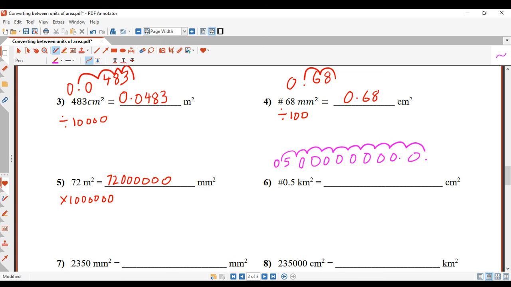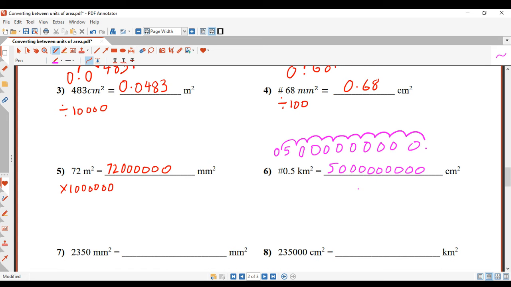Do a decimal point just there. So I'm not going to put down the 0 at the beginning because we're going to read that just as 5. So 5 there, and then count the zeros. 1, 2, 3, 4, 5, 6, 7, 8, should be 9. So 1, 2, 3, 4, 5, 6, 7, 8, 9. Okay, let's have a look at the next question.